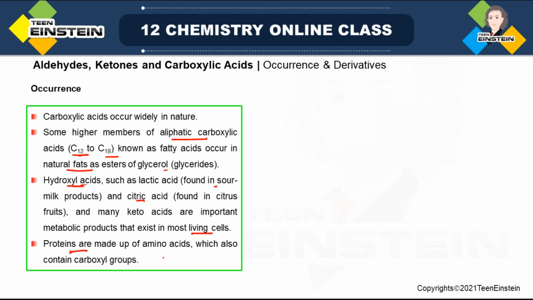Then proteins, very important. We know the basic small units are amino acids. When they are connected to each other, we get the structure of protein. Now in an amino acid also, there is an NH2 group and a CO2H group. That is why the name is amino acid, because of the presence of amine and carboxylic acid. But a carboxyl group is present. So natural occurrence is very wide.